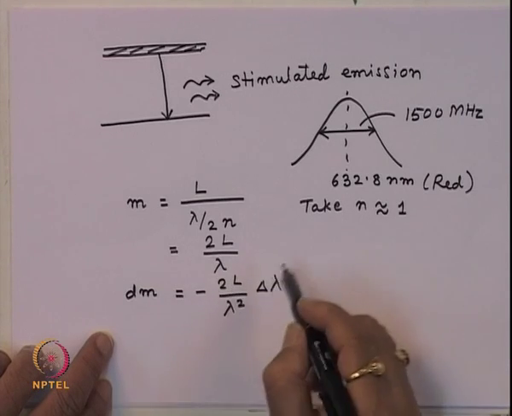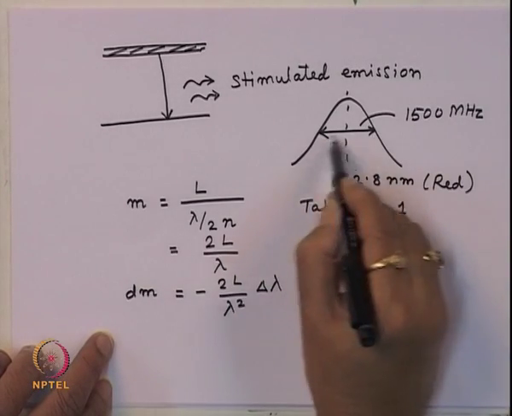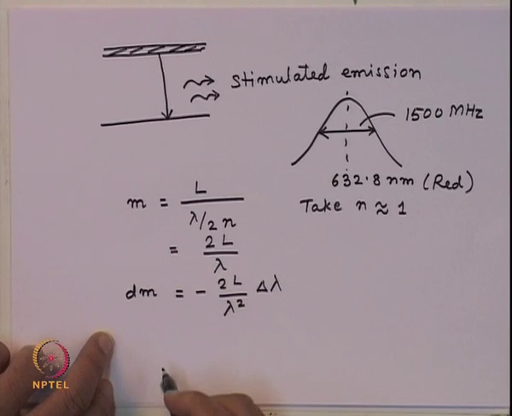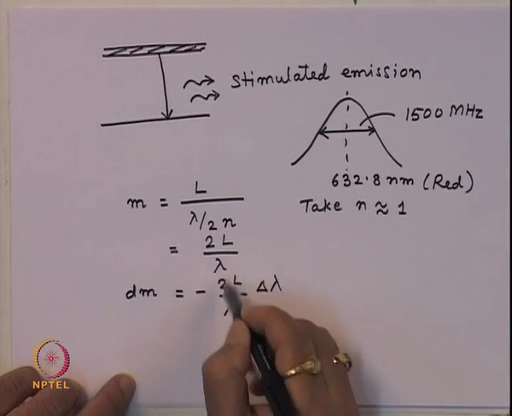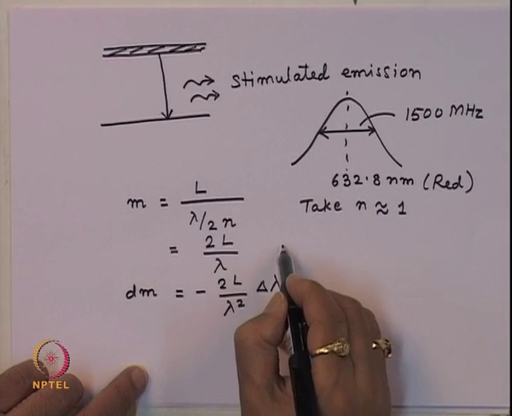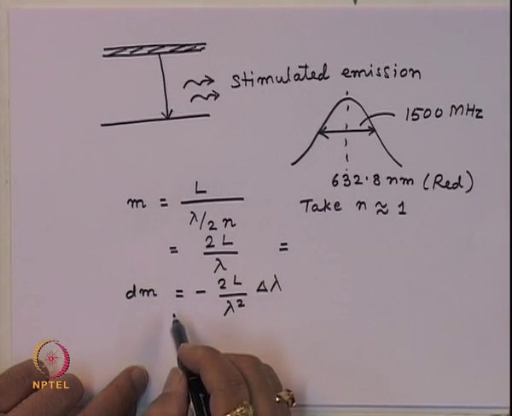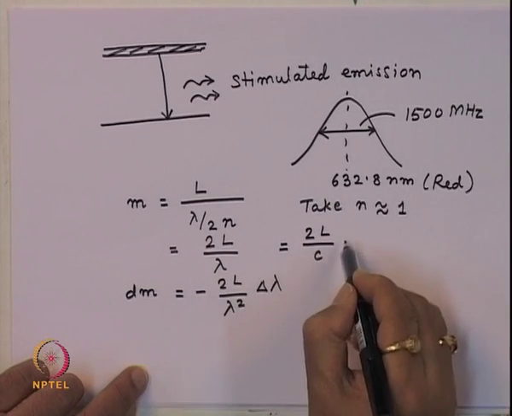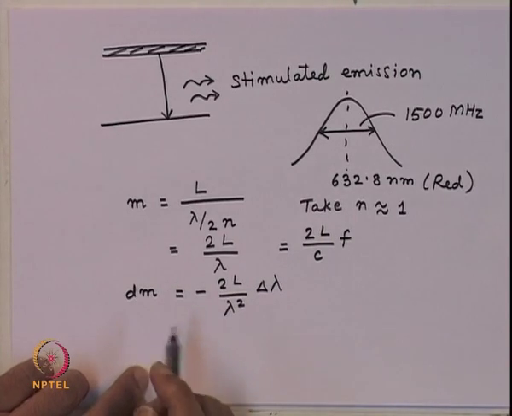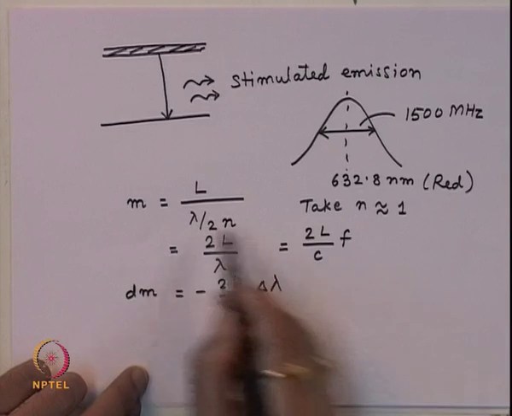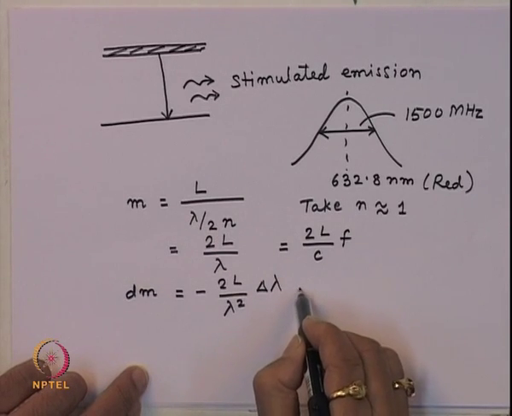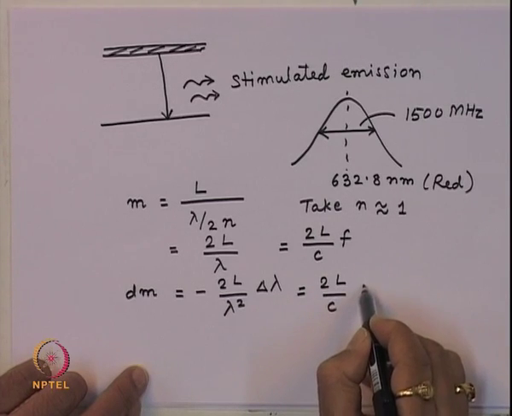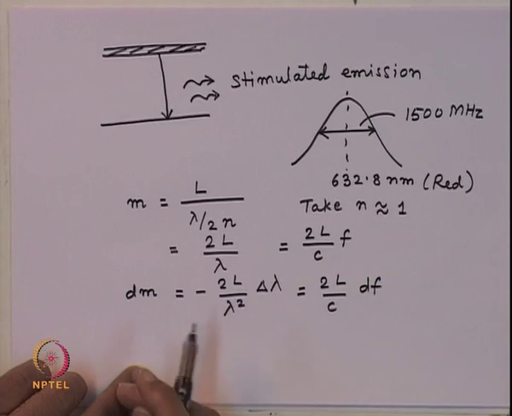But in this case, we are not given the spectral width in terms of the wavelength. We are given the spectral width in terms of the frequency, 1500 megahertz. So, rather than using this relation in terms of lambda, let us use this relation in terms of frequency. So, this will be 2L divided by lambda, which we can put as c into the frequency, or if I differentiate with respect to frequency, that will be equal to 2L divided by c into df or delta f.